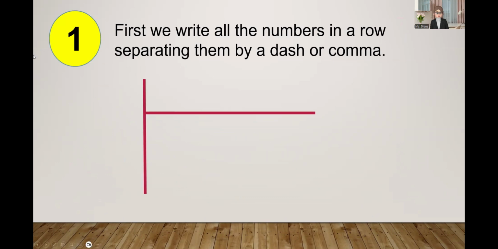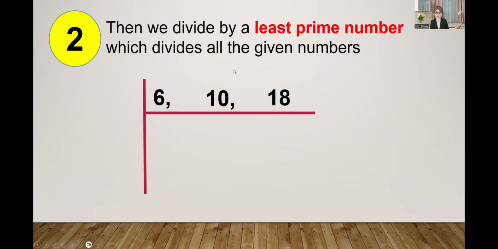Okay, so here is another example which is different from the first one, but we will still be using continuous division. Follow the steps. Number 1, first we write all the numbers in a row, separating them by a dash or comma. In this case, we are going to find the LCM of 6, 10, and 18. Then we divide by the least prime number which divides all the given numbers, and that is 2.